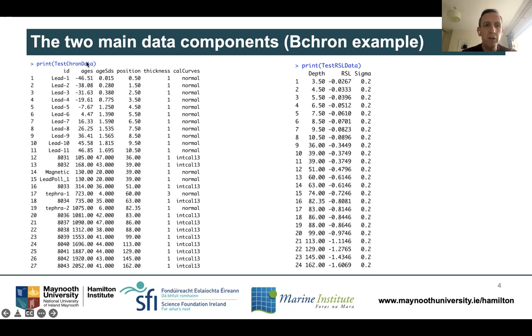So the test cron data has a load of dates in it. Some of these are lead dates. Some of these are radiocarbon dates. There's some other weird ones, some tephras in here as well. And if you look at the different columns in here, so there's 27 rows, there's 27 dates for the chronology. The first 11 of them are lead dates.